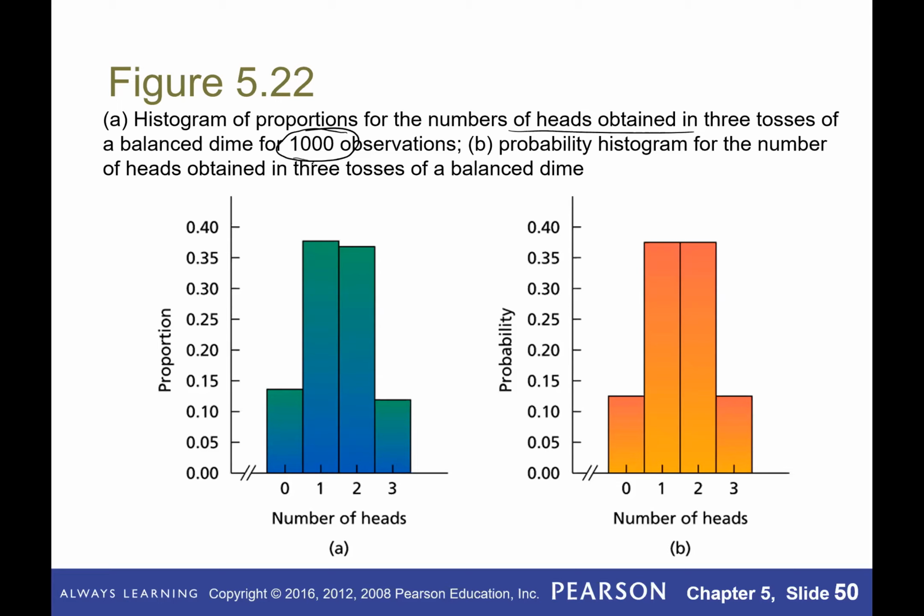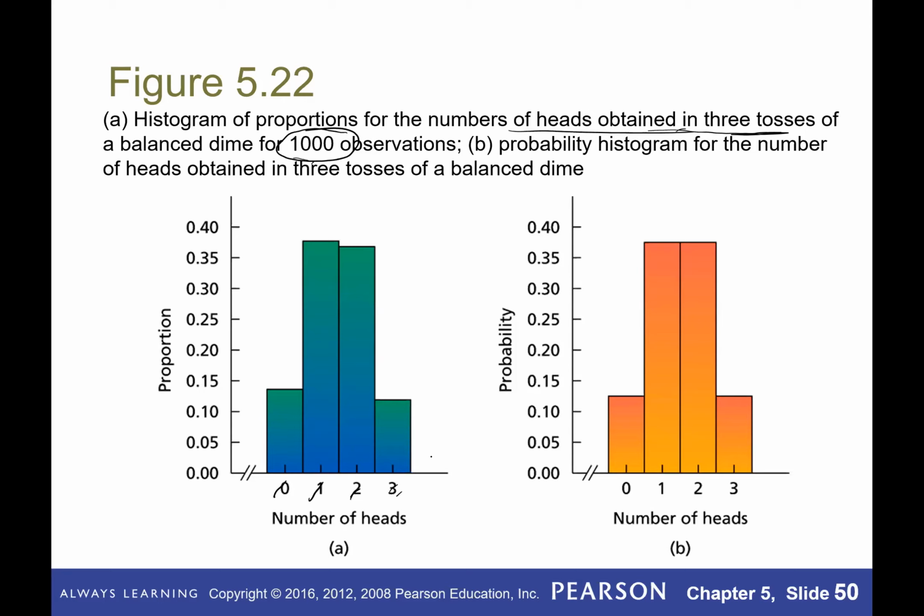And similarly, if you toss a coin 3 times, the possible outcomes will be 0, 1, 2, and 3. So you can have a maximum of 3 heads. If you do this experiment 1,000 times or 10,000 times, and you calculate the proportion for 0, that means no head, proportion for 1, that means 1 head, proportion for 2, that means 2 heads, and proportion for 3, that means obtaining 3 heads.